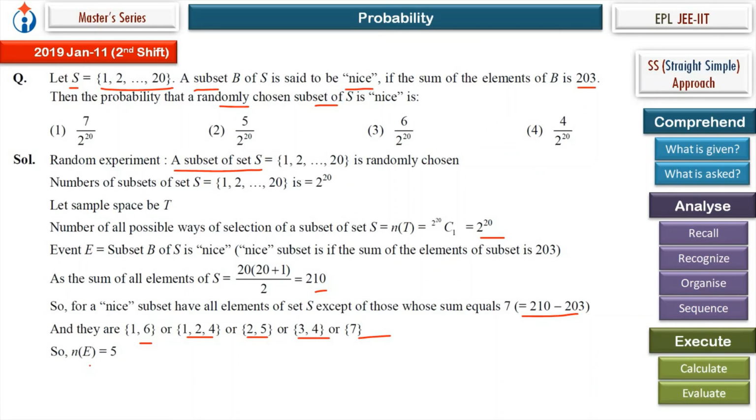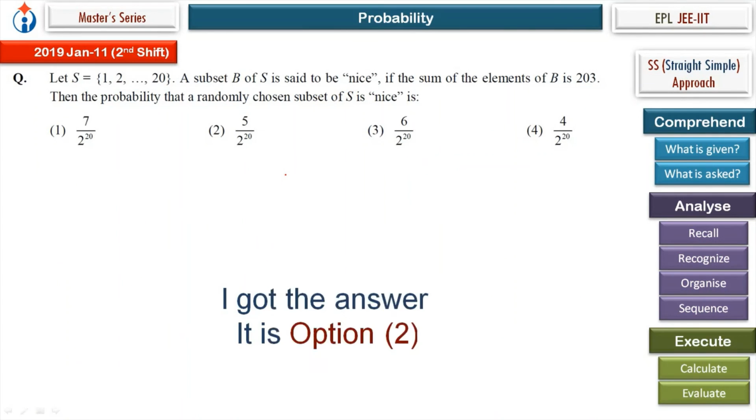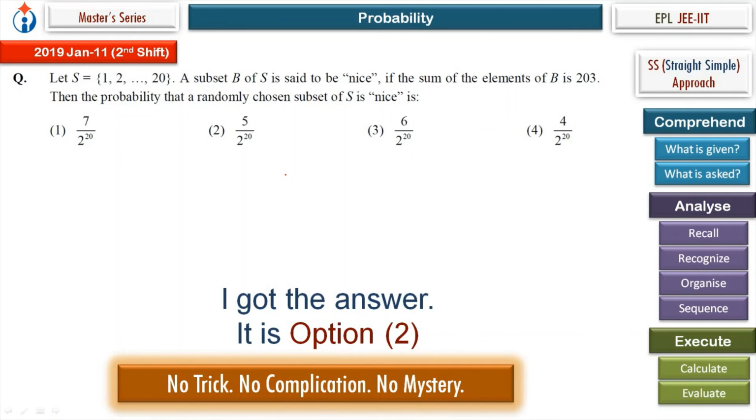So n of E is equal to 5. Means all the elements in that set except these numbers, except these numbers, or these numbers. So only 5 sets are there. So probability of the required event is 5 upon 2 to the power 20. I got my answer. It is option 2. No trick, no complication, no mystery.